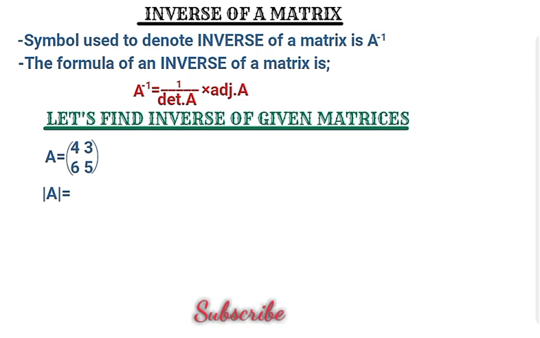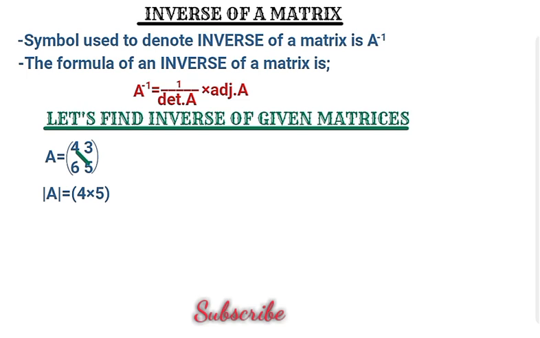To find the determinant of any given matrix, we find the difference of the product of the leading diagonal and the trailing diagonal. To find the product of the leading diagonal, we multiply 4 by 5, minus, then we multiply 6 by 3. That is the one I've indicated, the leading diagonal of this given matrix.